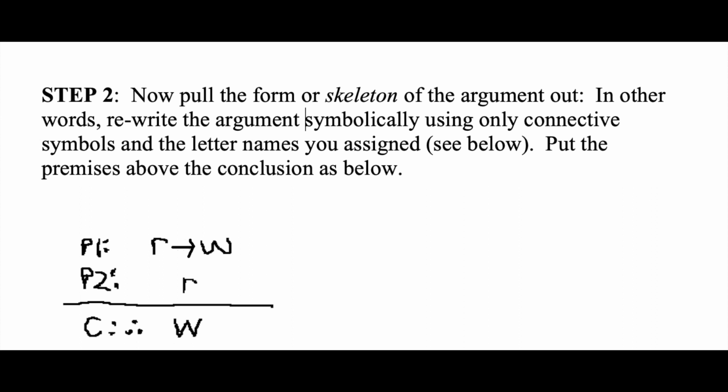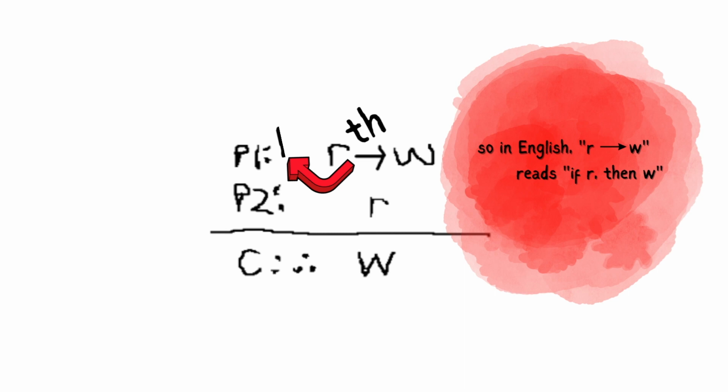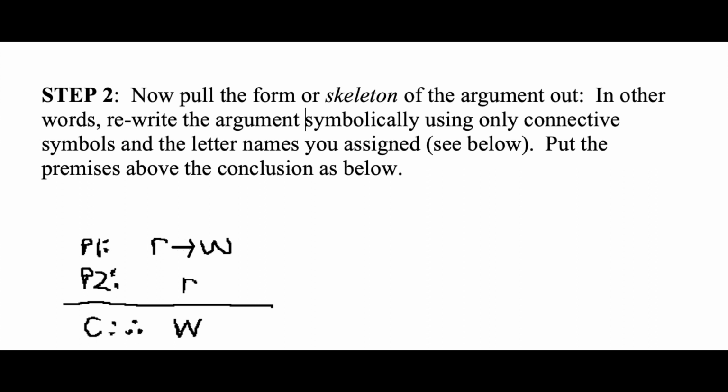The arrow or the horseshoe is the symbol for if-then. It shoots the if out in front of the first letter, and then it stands for the word then. So that reads, if R, then W. And down at the conclusion, you can see there are those 3 dots after the colon. The 3 dots are the international symbol for therefore. No, Kenny, I said it's the therefore symbol, not the horseshoe.